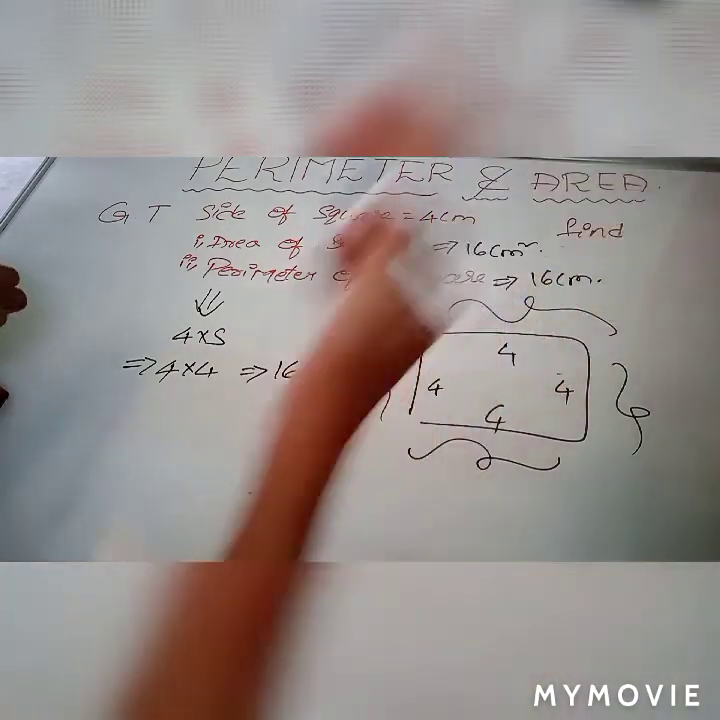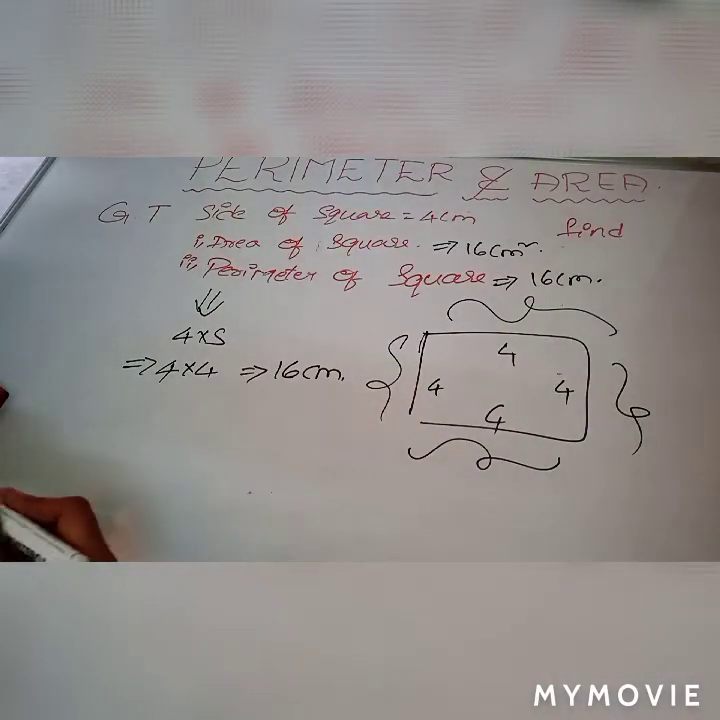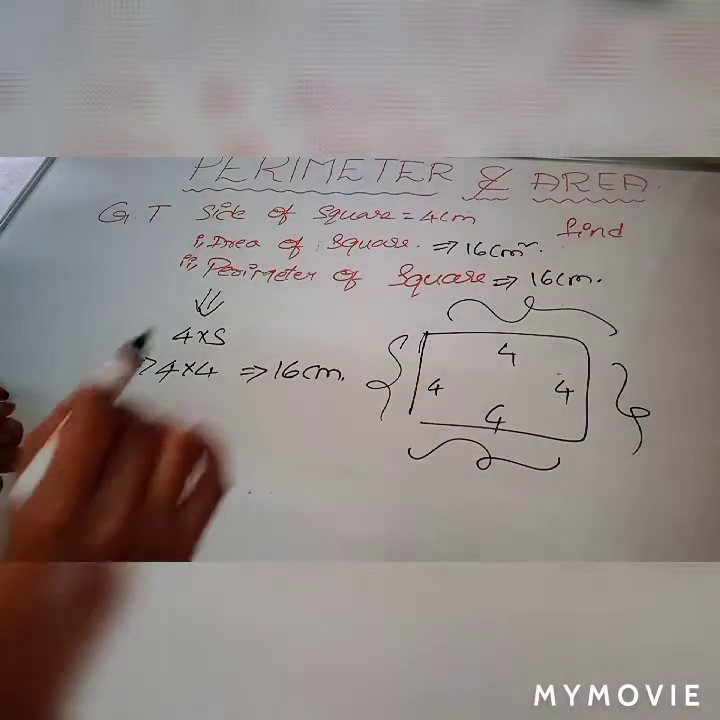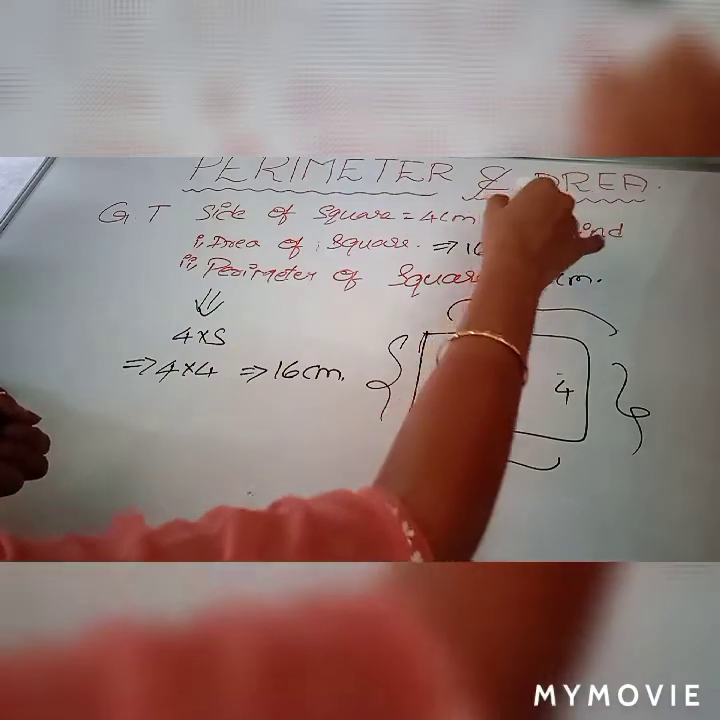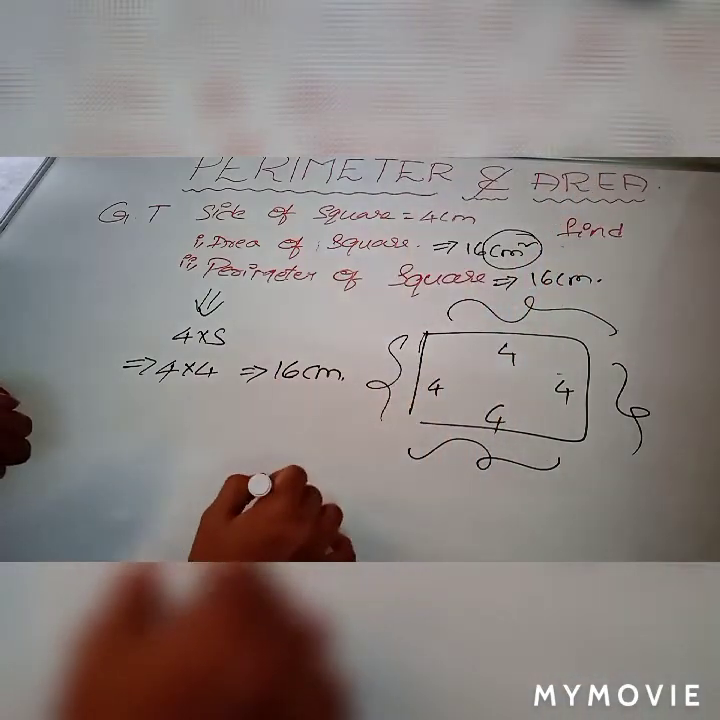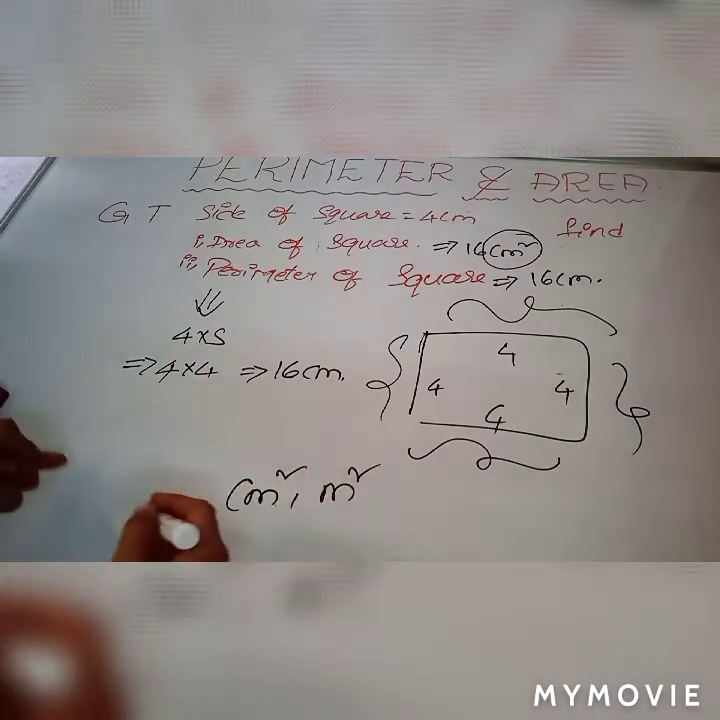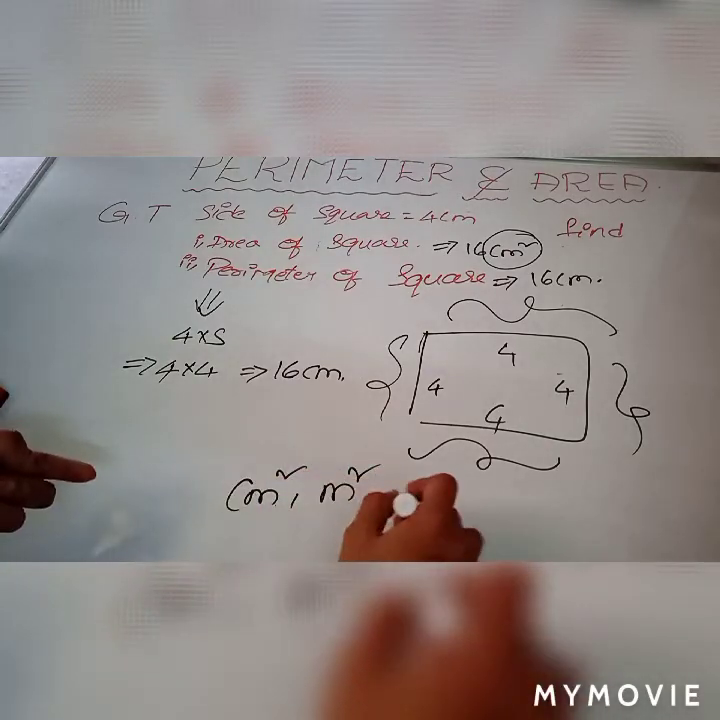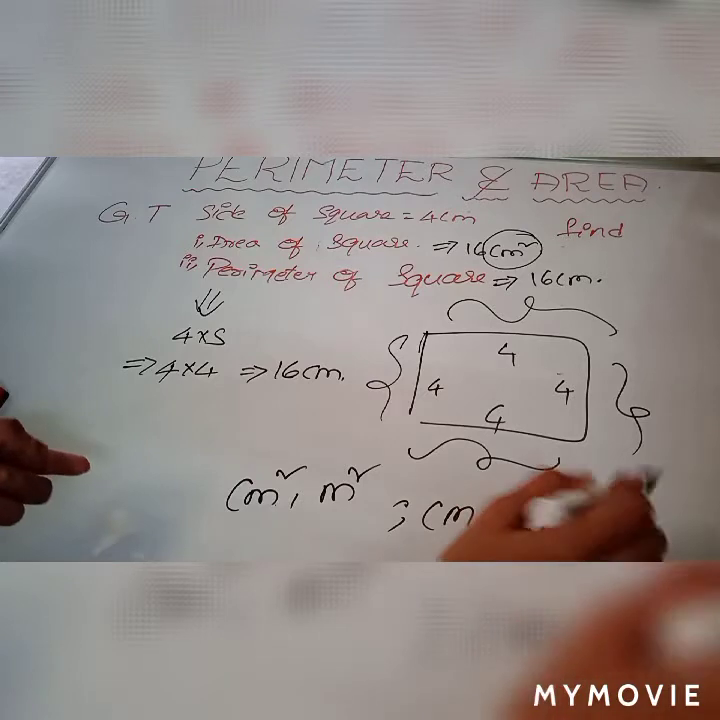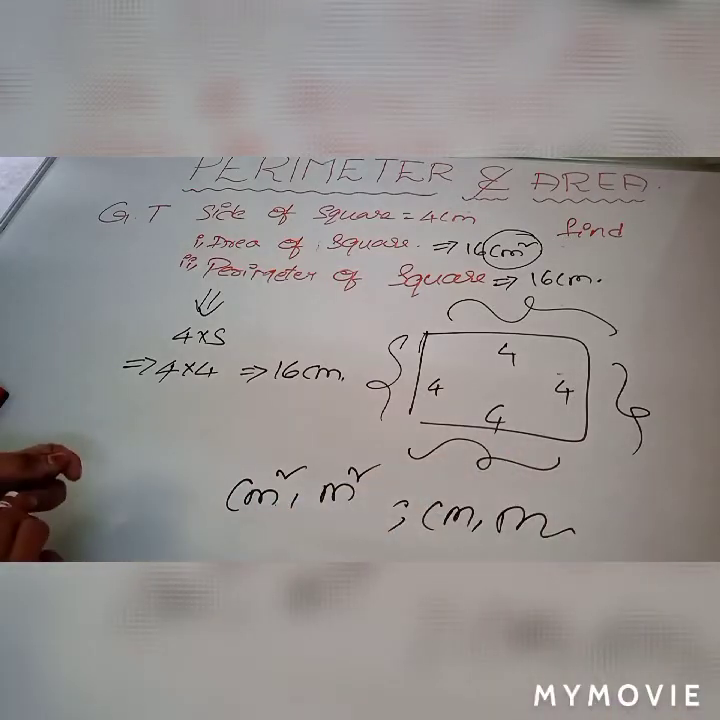is 16 centimeters. See, for area we will write square centimeters. Square centimeters or square meters, we will mention in squares. For perimeter simply we will mention centimeters and meters. So up to here clear? So these are the problems based on area and perimeter of a square.